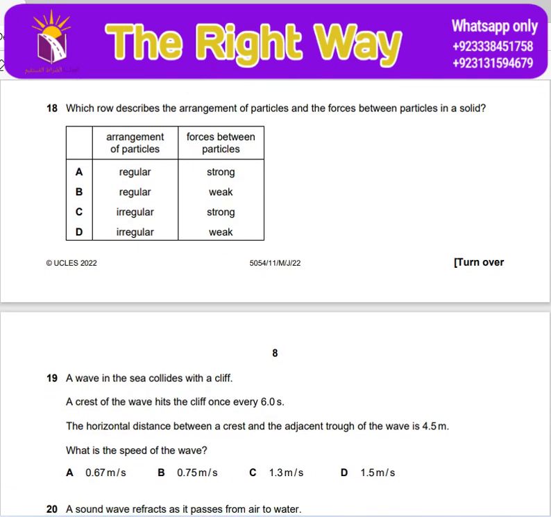Question number 18. Which law describes the arrangement of particles and the force between particles in a solid? Arrangement of particles is regular in solid and there is strong force of attraction between the particles.